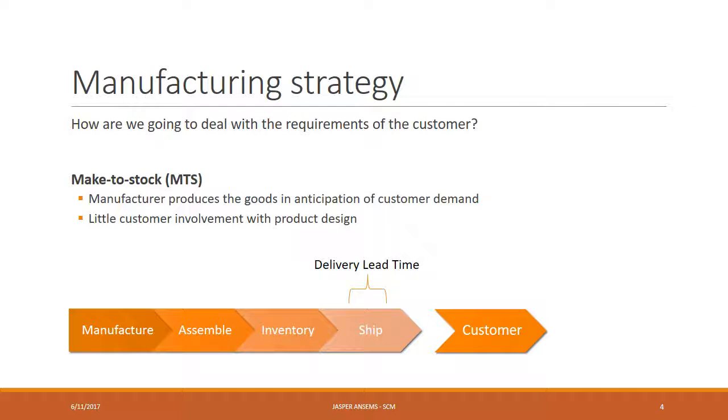Next up is manufacturing strategy. How are we going to deal with the requirements of the customer? There are a couple of strategies. First up is make to stock. Make to stock is when the manufacturer produces the goods in anticipation of the customer demand. There's little customer involvement, so the delivery lead time is only in the shipment.